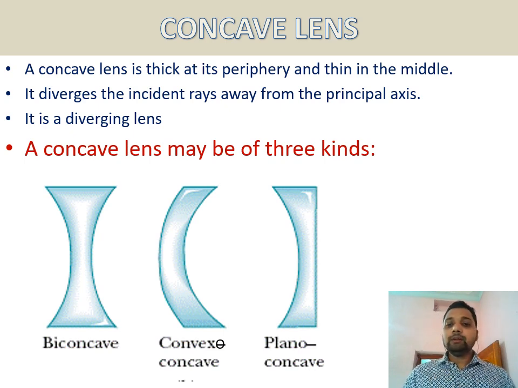Here we have two types of lens: concavo-convex and convexo-concave. Both have one side concave and one side convex. But if we look at the action, the concavo-convex lens is thicker in the middle, which brings the light inside, so it is converging in nature. In the case of convexo-concave, the middle part is thinner and its action is to take the light outside, so it is a diverging lens. So we have seen the types of lens.